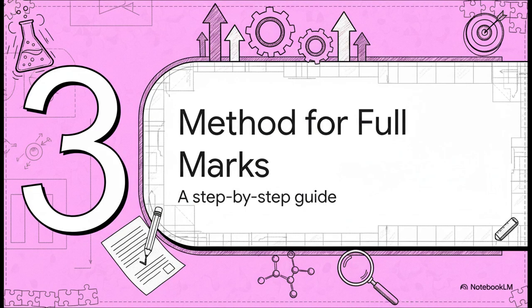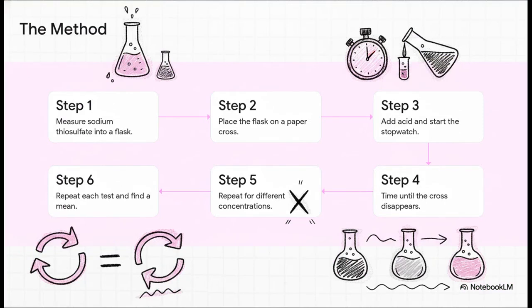So you want to know what a full marks method actually looks like? Let's go straight to the source. We're going to look at what the mark scheme calls indicative content. Basically, this is the examiner's secret checklist for a perfect answer. Okay, let's walk through this. First, you measure out your sodium thiosulfate and put it in a flask. Then you place that flask on a piece of paper with a cross drawn on it. Easy enough? Next, you add your acid, and this is crucial. Start the stopwatch immediately. Then you're timing how long it takes for that cross to completely vanish.